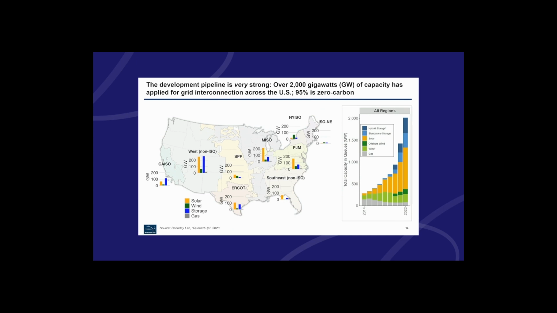That's spread widely across the United States. And as you can see from these charts, the vast majority of that is wind in green, solar in yellow, and storage in blue. Again, you'll also notice the growth of those interconnection queues, the growth of capacity that's seeking to connect to the grid from 2014 to 2022. I think it's been something like a 6-fold increase in that time frame.